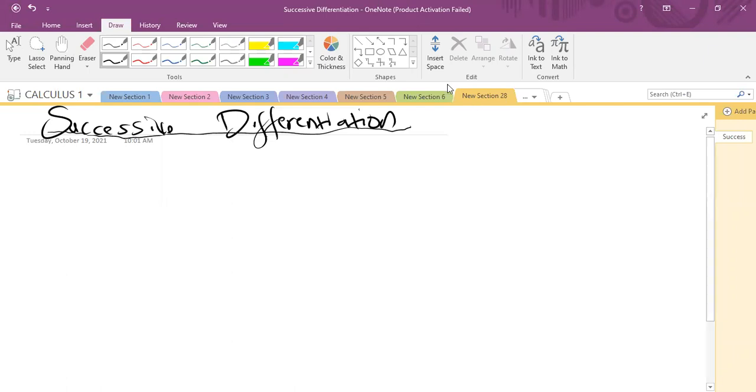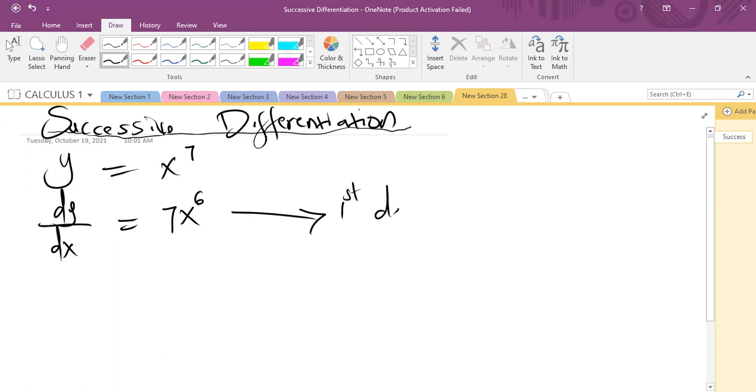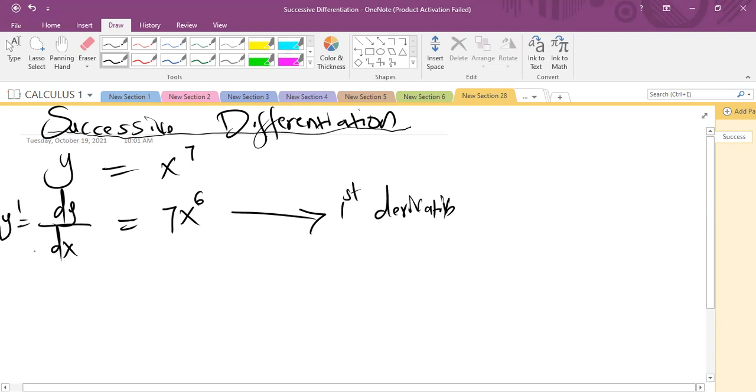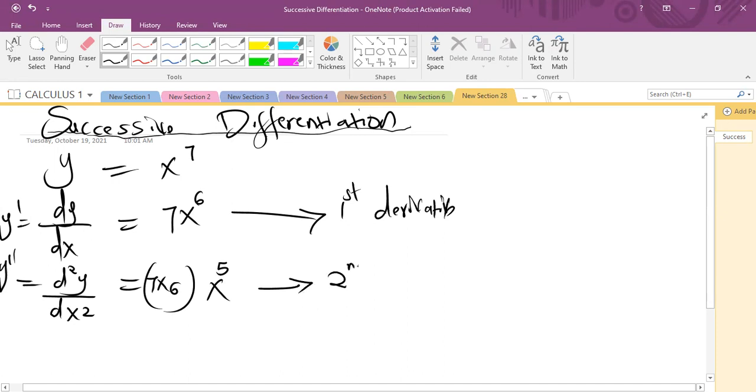For example, if you're told y is equal to x raised to power 7 and you're being told to differentiate, the first time you're differentiating this, you're getting the first derivative, dy dx, which is equal to 7x raised to power 6. This here is the first derivative. We can also call it y prime if you want. Now, differentiating this y prime, we will get y double prime, which is written as d2y dx squared. This is the second derivative. So basically it entails just differentiating this dy dx. So it will be 7 times 6 and then x raised to power 5. This is called the second derivative.